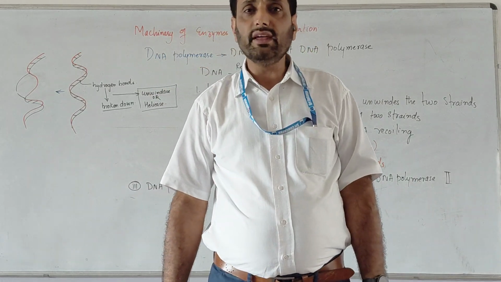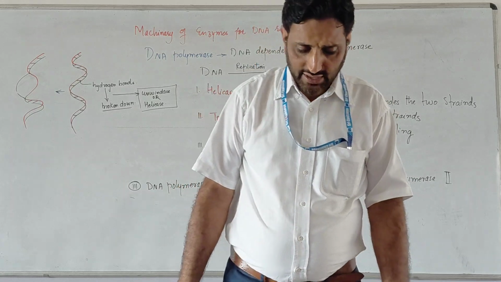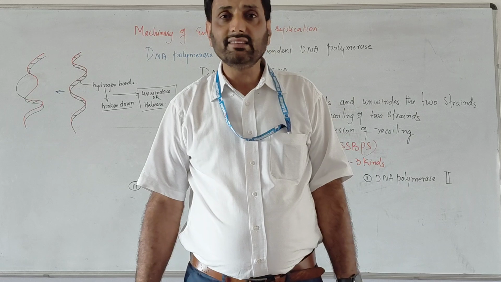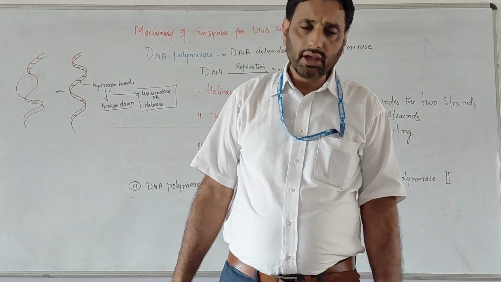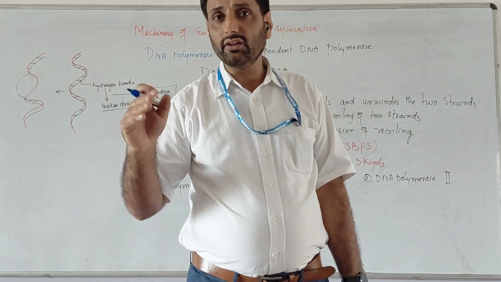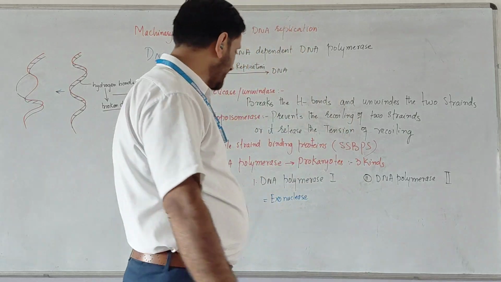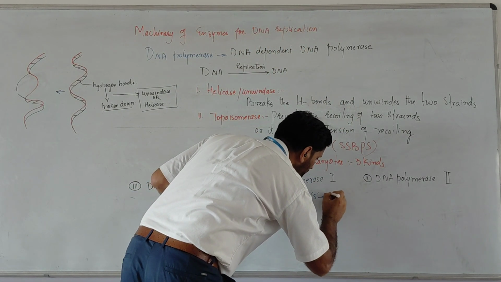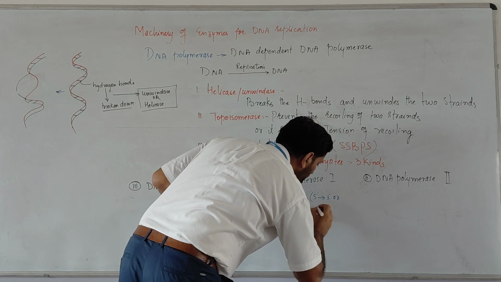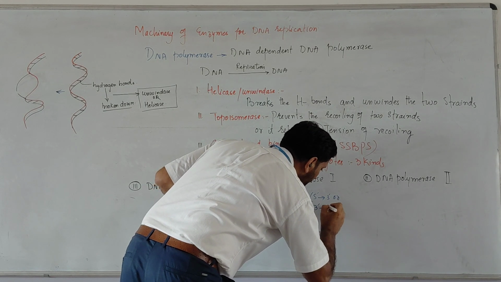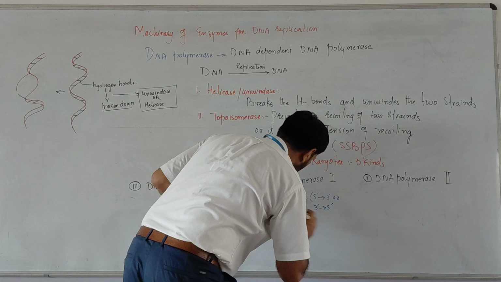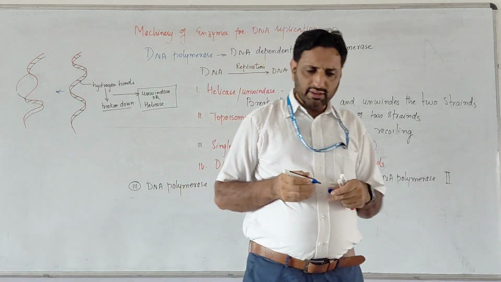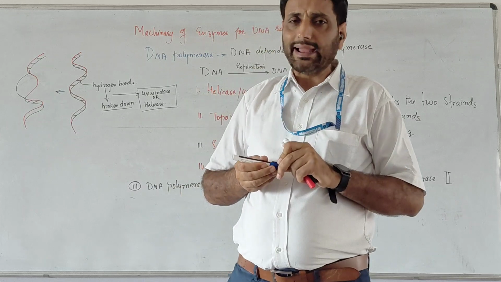Just remember that DNA polymerase has exonuclease function and it can polymerize the DNA. Sorry, it can cut the DNA from the 5' to 3' direction or from the 3' to 5' direction. So exonuclease can work 5' to 3' or 3' to 5'. This polymerase 1 was discovered by Kornberg.